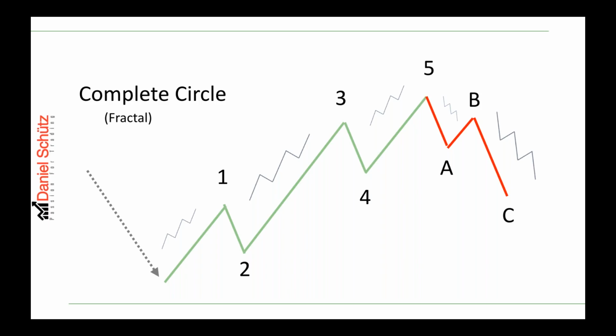So the important thing to understand is that the impulse waves 1, 3, and 5, as well as the waves A and C, all contain 5 waves. All correctional waves usually contain 3 waves. In this explanation, these are the waves 2, 4, and the wave B. All correction waves have 3 waves. So this wave 2, this wave 4, and this is wave B.